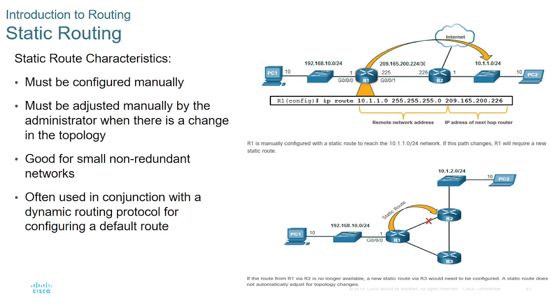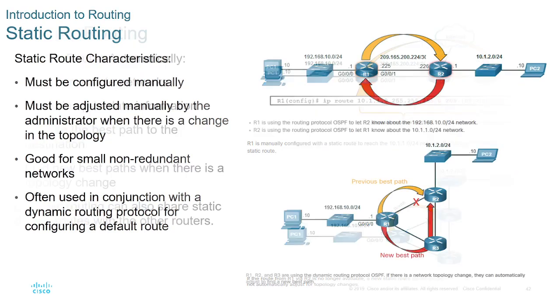So what are the characteristics of a static route? This one is configured manually and has to be placed in by the administrator. And in case the topology changes, the administrator has to go and edit it. It is normally good for small and non-redundant networks and can also be used in conjunction with a dynamic routing protocol or can be used as a default route. So these static routes are manually configured by the administrator. And whenever there's any change in a network, the administrator has to go and remove the route and modify it.